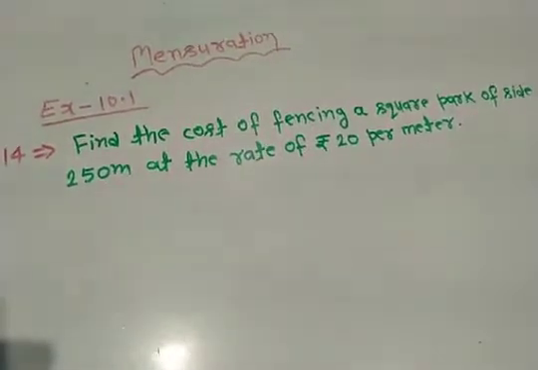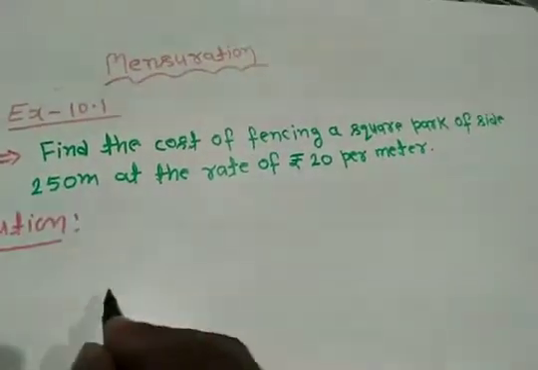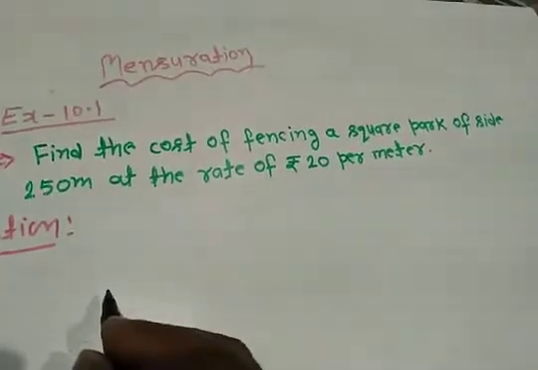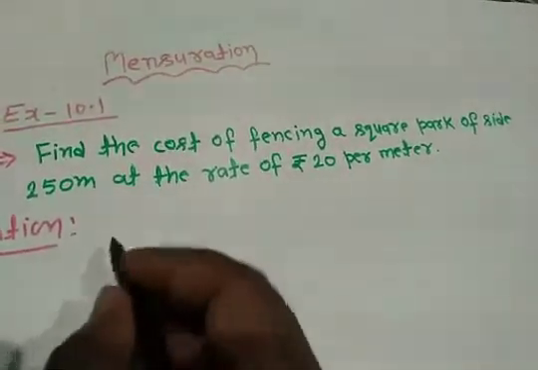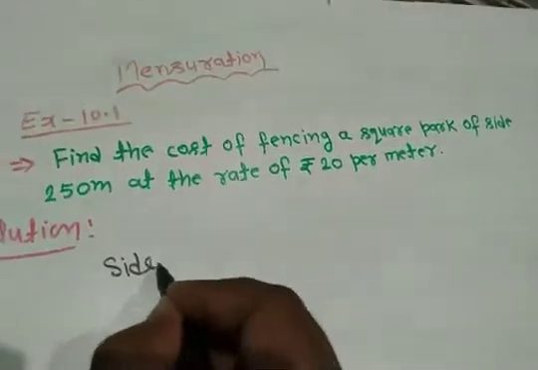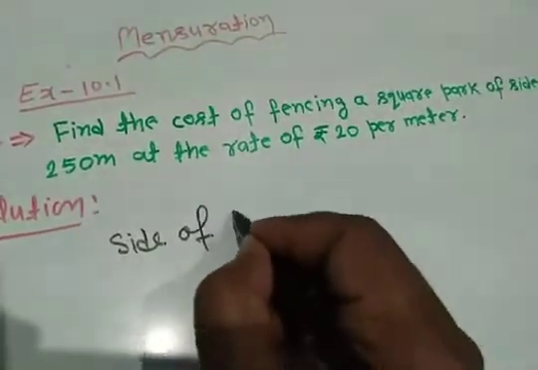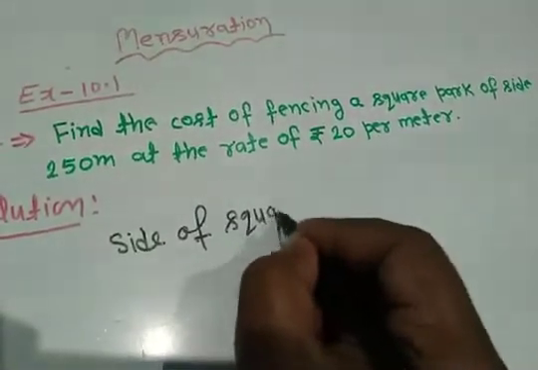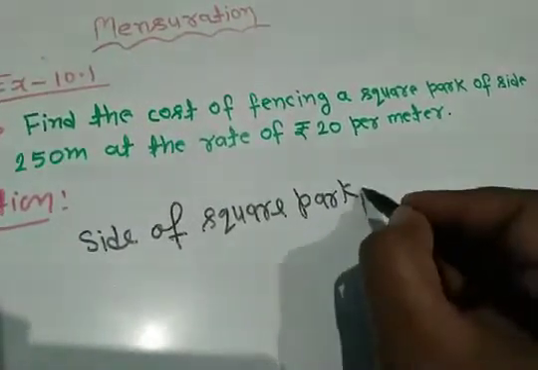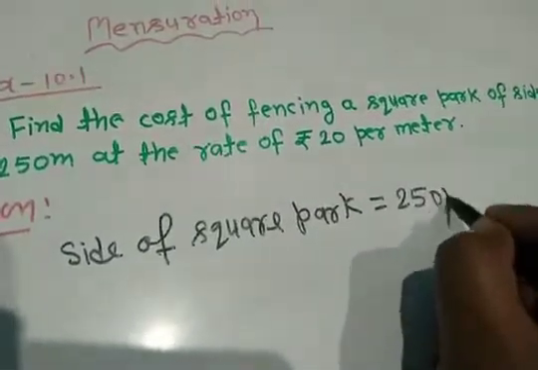Let's see. Here given, the side of the square park is 250 meter. Clear?